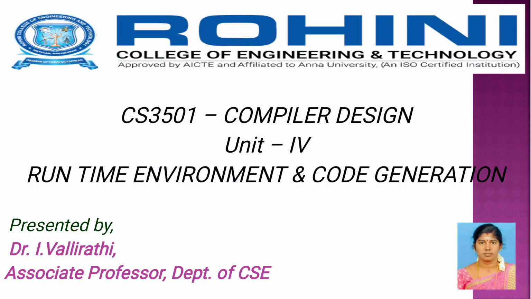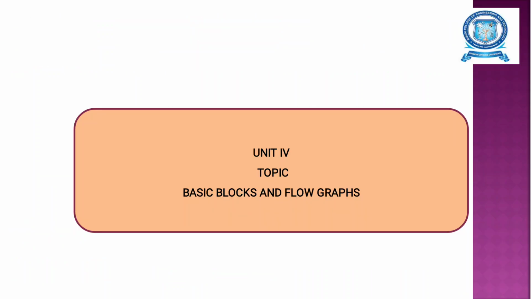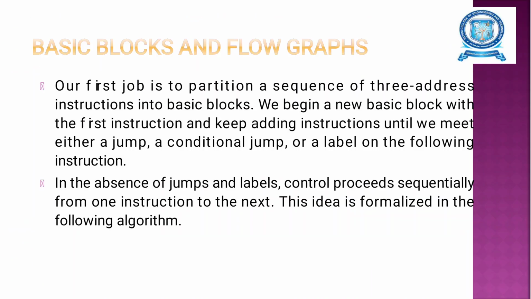In this presentation, we are going to discuss the runtime storage environment and code generation, with the subtopic basic blocks and flow graphs. In basic blocks, our first job is to partition the sequence of three-address code instructions into basic blocks. We begin a new basic block with the first instruction and keep adding instructions until we meet an jump, a conditional jump, or a label in the following instructions.